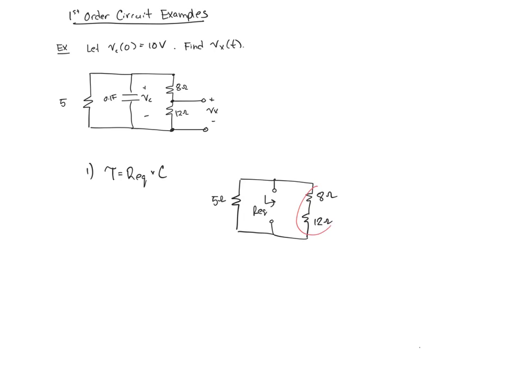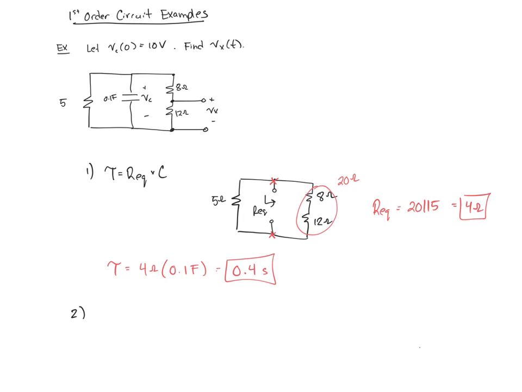So we see that the 8 and the 12 ohm resistors are in series, which makes 20. And the 20 ohm resistor is connected to the same nodes as the 5 ohm resistor, thus is in parallel. So our equivalent is 20 in parallel with 5, which equals 4 ohms. Therefore, tau is 4 ohms times the capacitance of 1.1 farads, or 0.4 seconds.